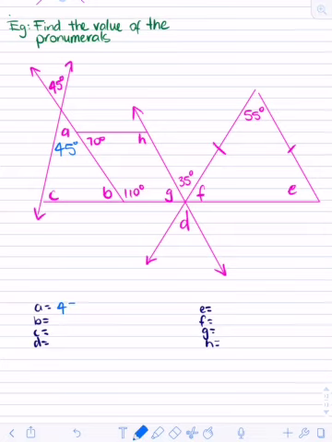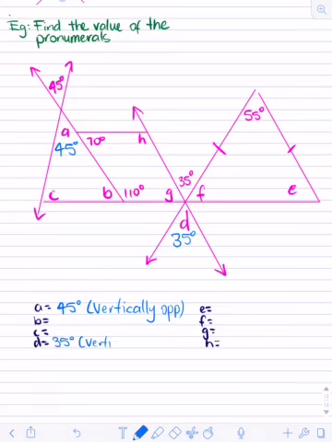Write that here, 45 degrees. And we write that it is vertically opposite. And that's why you should always give a reason why the angle is what it is. Let's keep moving on. Okay, so we have 35 and D, another vertically opposite angle. So we know that D must equal 35 degrees as well. So we go down to D and we write 35 degrees because it is vertically opposite.